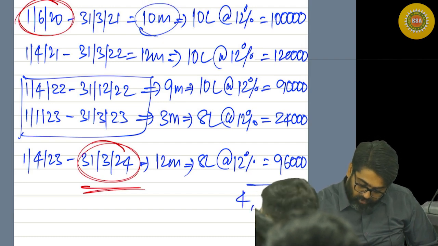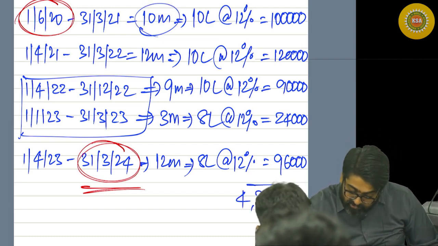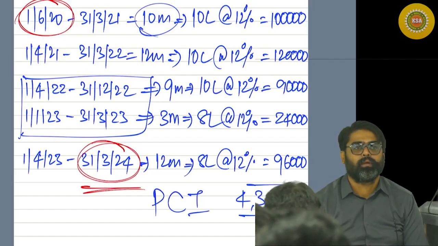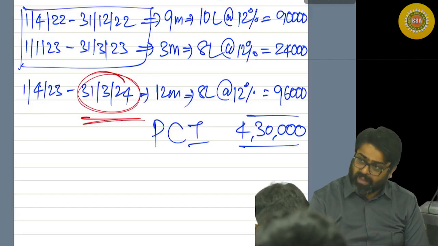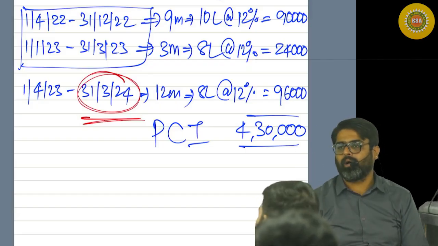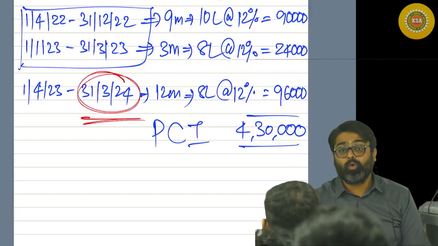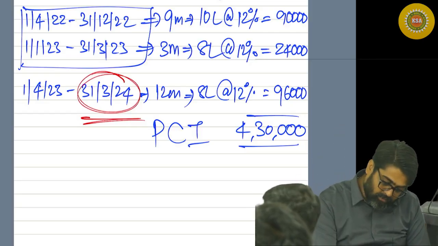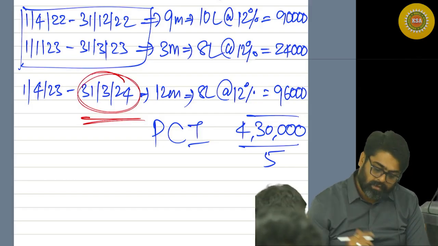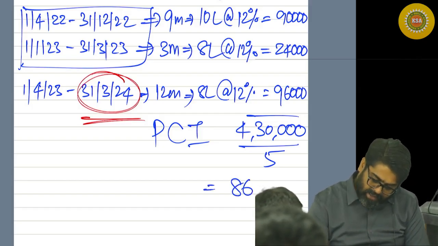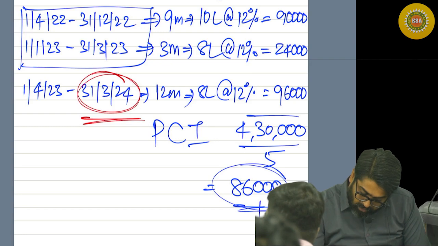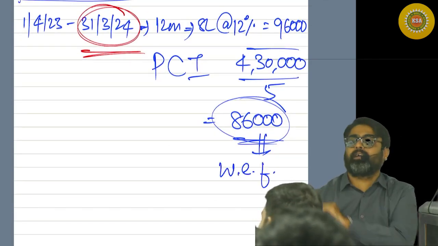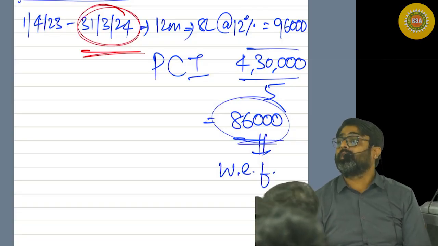4 lakh. This is your pre-construction interest. And your law says that this pre-construction interest will also be allowed as a deduction, but in 5 equal annual installments. So you are supposed to divide it by 5, 80,000. This will be allowed with effect from the previous year in which the construction was completed.